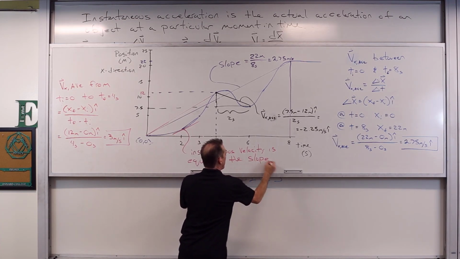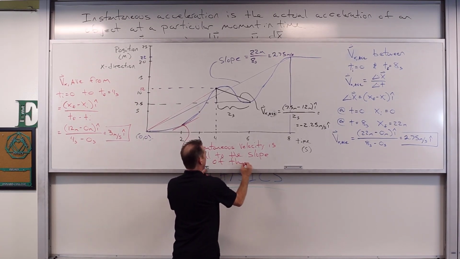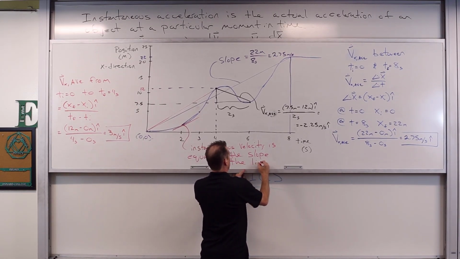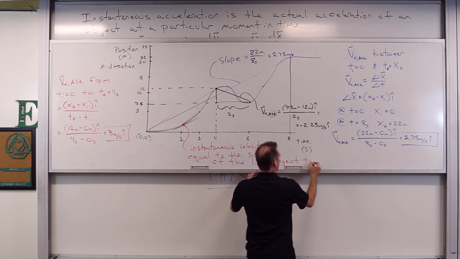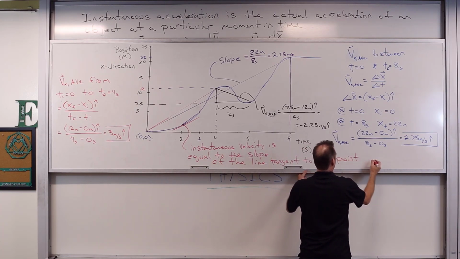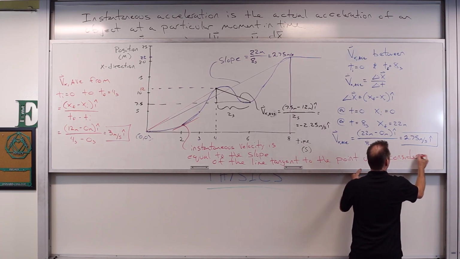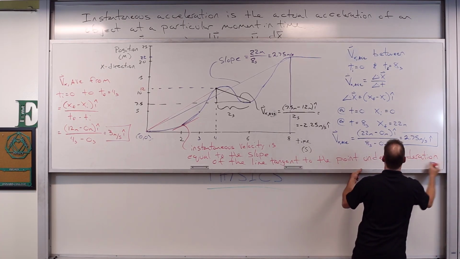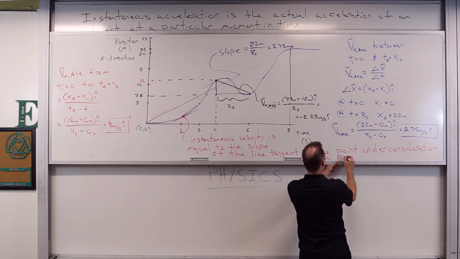So instantaneous velocity is equal to the slope of the line tangent to the point under consideration on a position versus time graph.